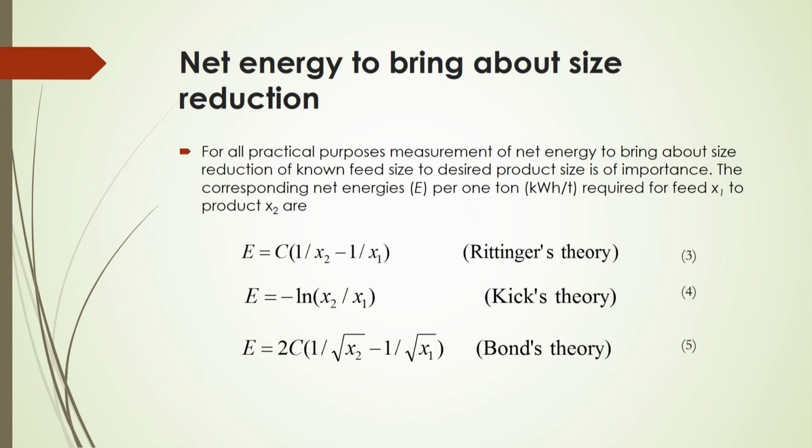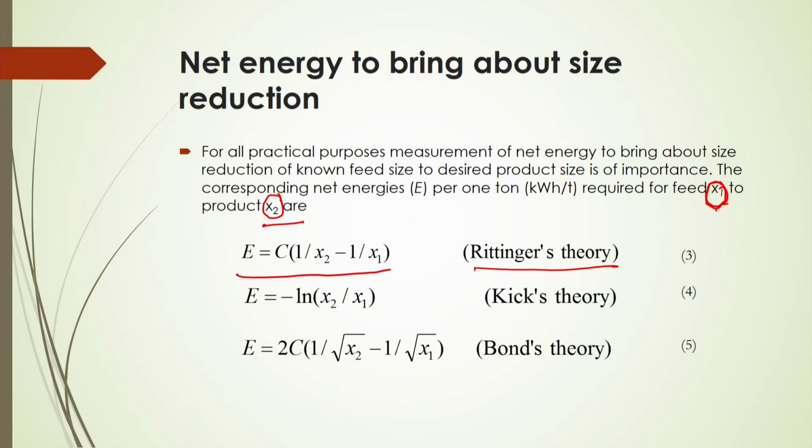The corresponding net energies per unit ton required for the feed x 1 to the product x 2 here. So, if the initial size is x 1 and the product size is x 2, then to reduce x 1 to x 2, what should be the amount of energy required per 1 ton, that can be expressed as per Rittinger's theory as E is equal to C into 1 by x 2 minus 1 by x 1.